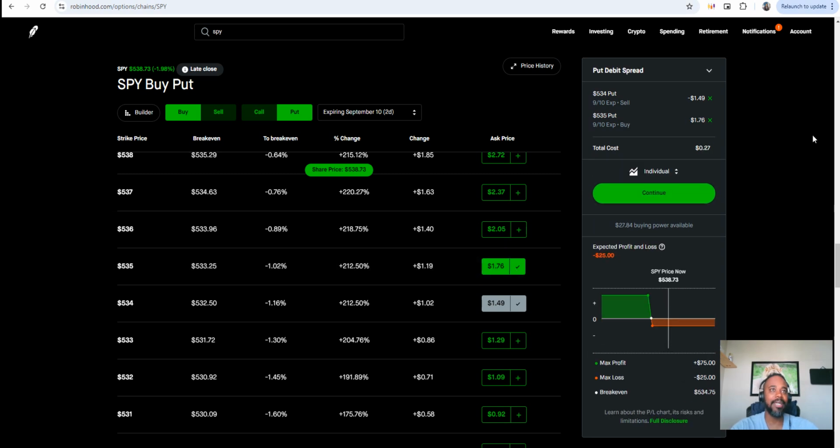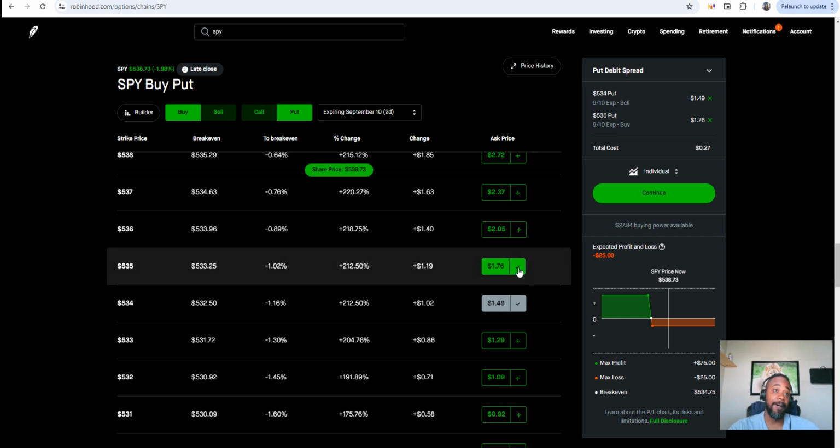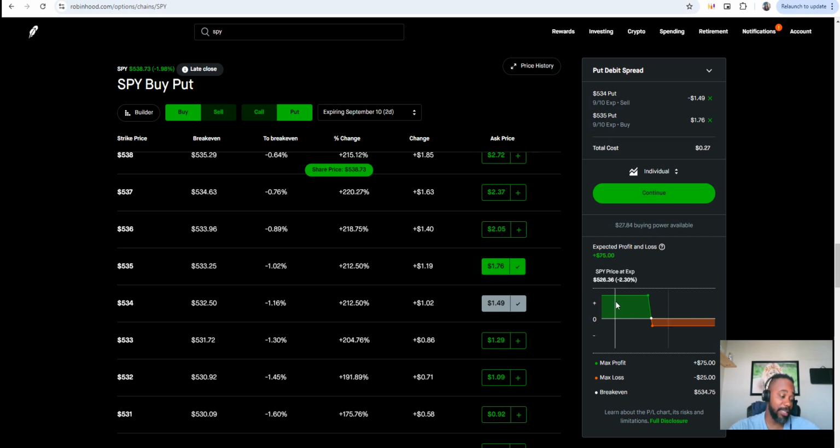So same type of concept with the call debit spreads. You want to get out of these way before expiration because if not, they're going to take your money. So again, this would be the opposite aspect. If this thing were to go up, you could lose $25. But if it were to go down, you could potentially make $75. But the bid and ask is going to be far spread apart, and it's probably not going to work in your favor.